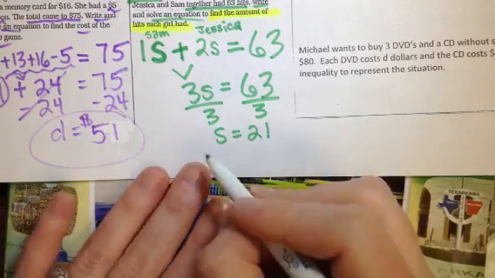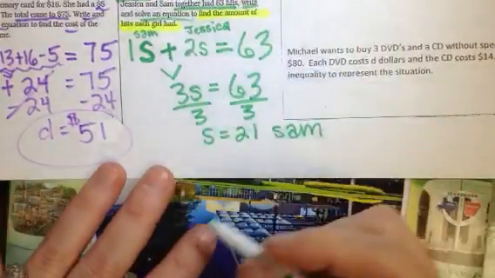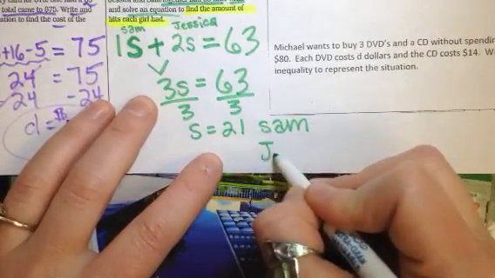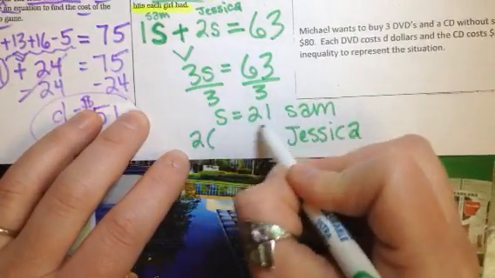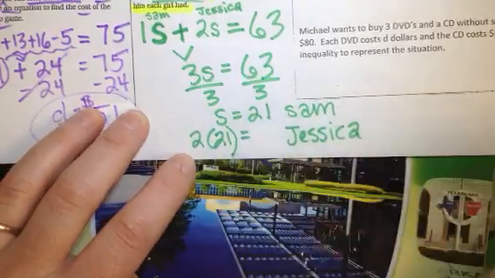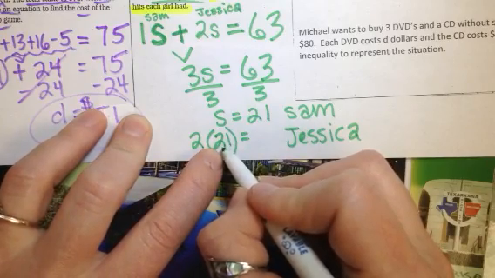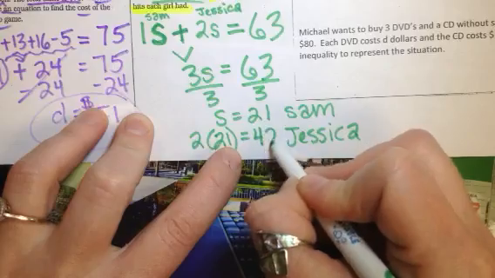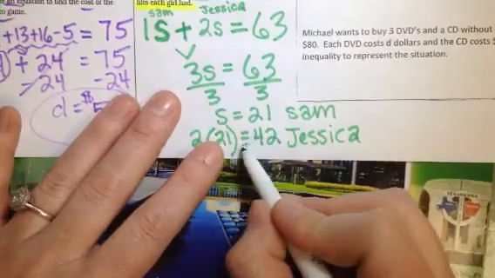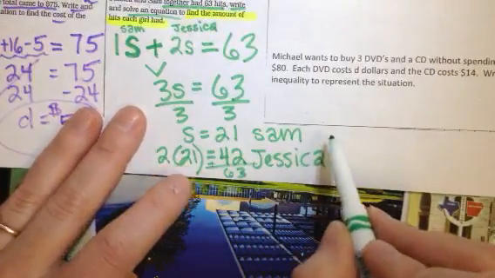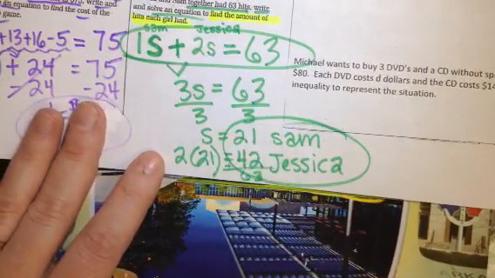They wanted both girls. So S stood for Sam. Sam had 21 hits. Jessica had double of hers. So for Jessica, we wrote 2S, and now I know that the S is really 21. So if you do 2 times the amount that Sam had, you get 42. Remember, together it said that it equaled 63. And if I check, yes, this does total up to be 63. So we wrote the equation, and we got the number for each girl.